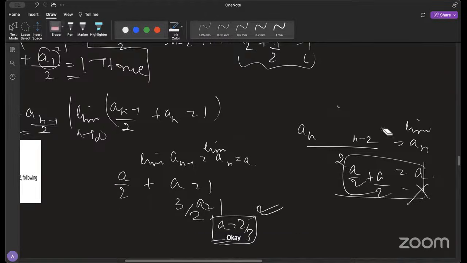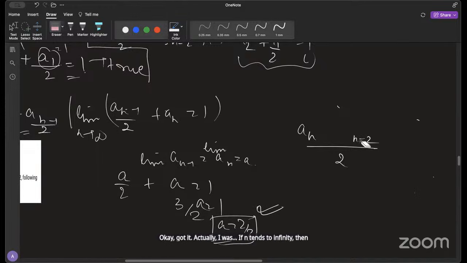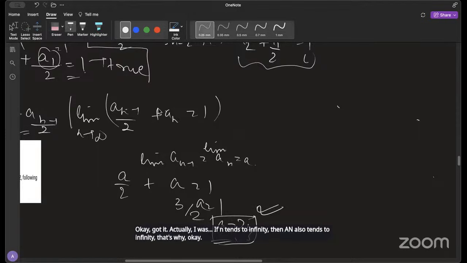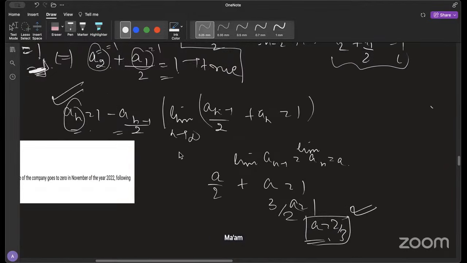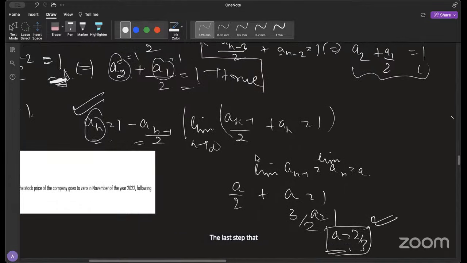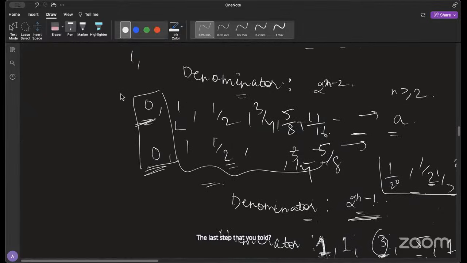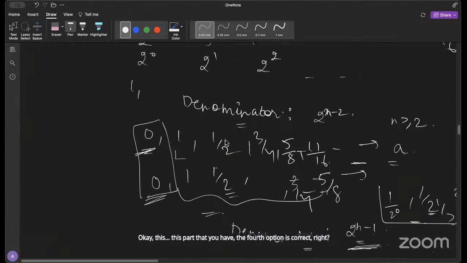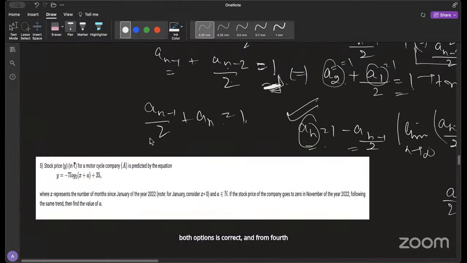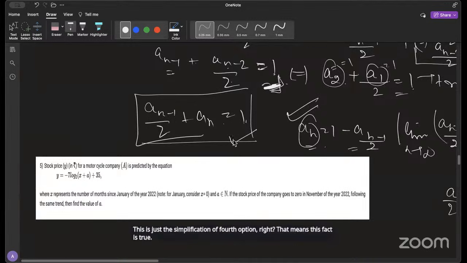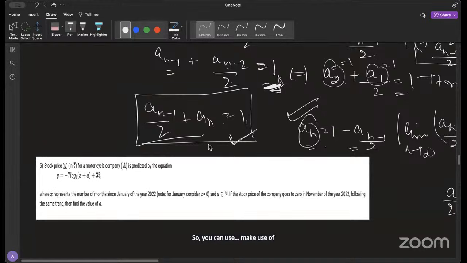Okay, got it. Actually, ma'am, the last step, if n tends to infinity, then a_n also tends to infinity. That's why. Okay. Ma'am, this formula, how did you come to that? The limit one, the last step that you told. Okay, this part that you have, the fourth option is correct, right? Fourth option is correct, and from fourth option we came to this. This is just the simplification of fourth option, right? That means this fact is true.